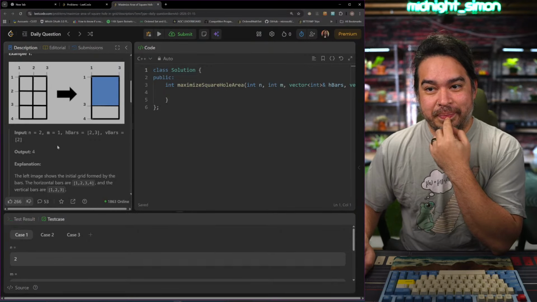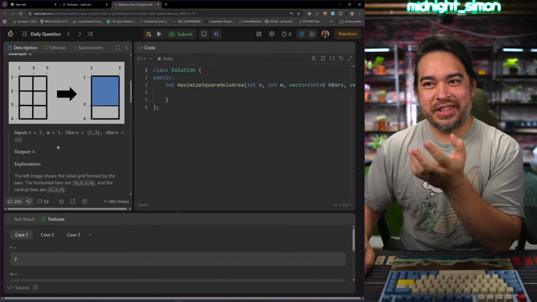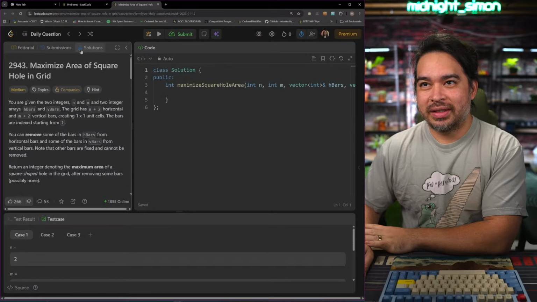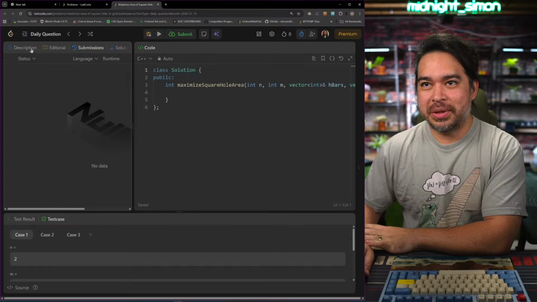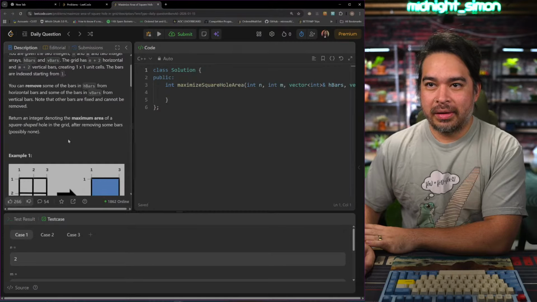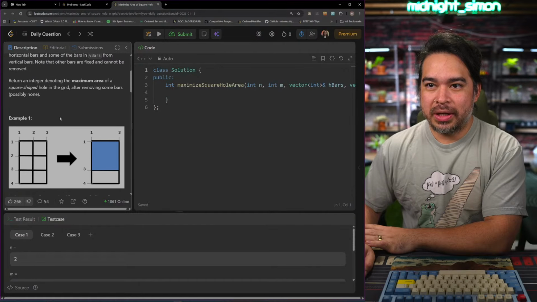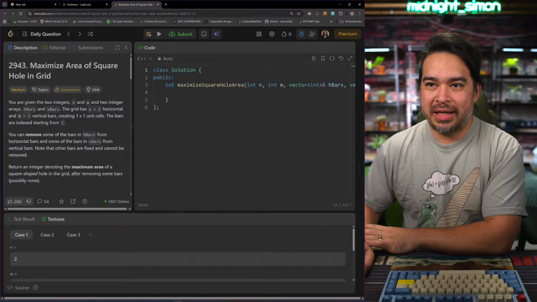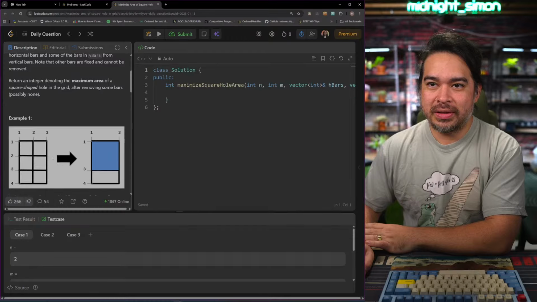I feel like I've done a problem like this before. Let me see. Never submitted anything, so maybe not this one. Return an integer denoting the maximum area. So how many bars can we remove? Any amount? Let's look at the example.